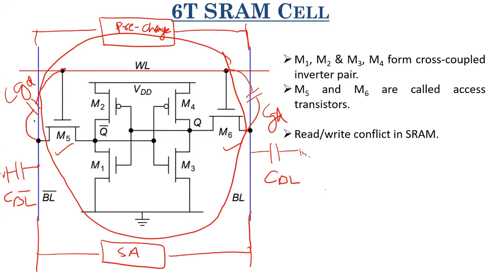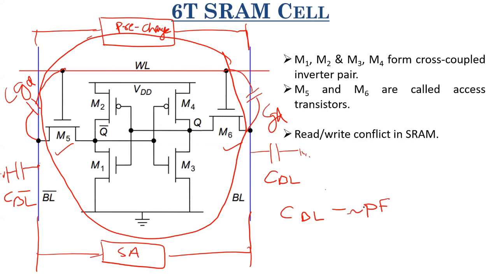This node sees different CGDs. This node sees different pre-charge circuitries' input capacitance and sense amplifiers' input capacitance. So this CBL is the overall combination of all these capacitances. And the CBL for modern SRAM cells is in the range of some picofarads.